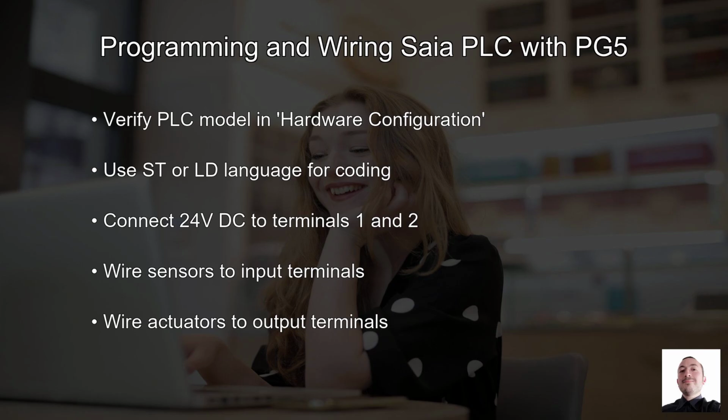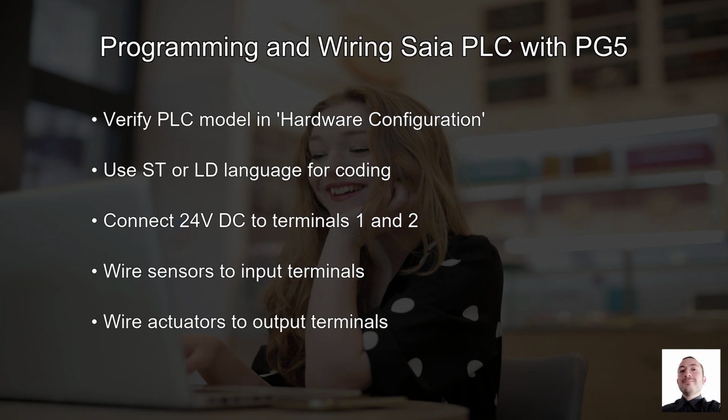Now let's dive into the execution and code logic. First, ensure your PG5 software is configured correctly. Open your project, navigate to the Hardware Configuration tab, and verify your PLC model. Next, write your code using the structured text, ST, or ladder diagram, LD, language.